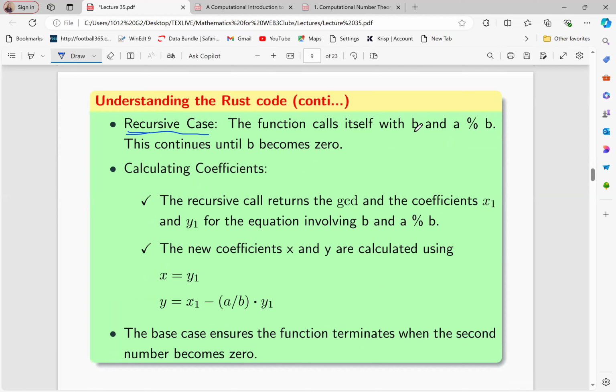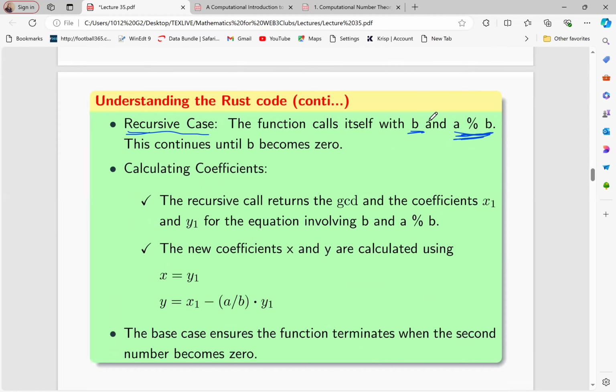It calls itself with B and the remainder of A on division by B. And this process of calling itself with B and the remainder of A on division by B continues until B becomes 0. So it will only stop when B is 0. That is one point. If B is 0, then we have the GCD. It has obtained the GCD. Then it begins reversing. To calculate the coefficients, it has to reverse.